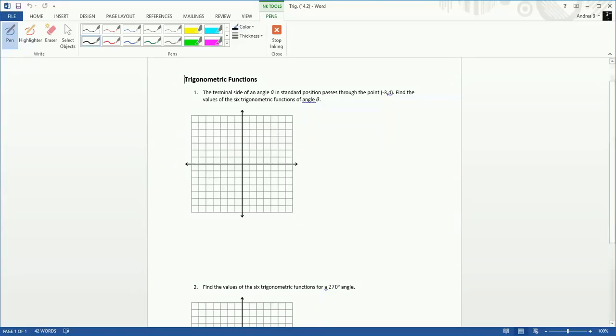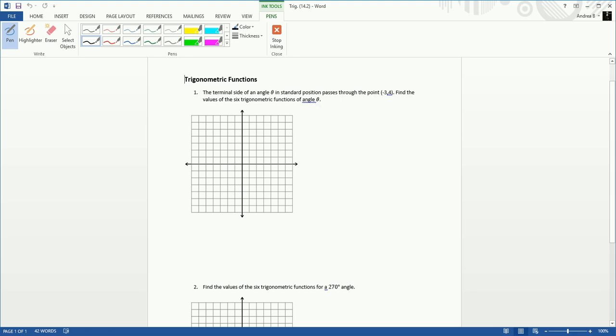Alright, this time we have trigonometric functions that we will be starting on. I'm going to split this into two videos since these ones can get a little bit longer to go through and explain. So for number one, we have the terminal side of an angle theta in a standard position passes through the point -3, 4. Find the values of the 6 trigonometric functions of angle theta.